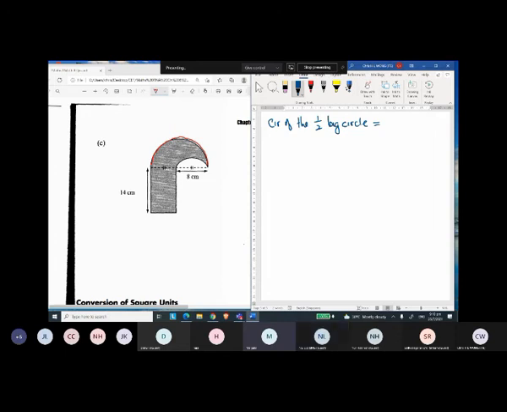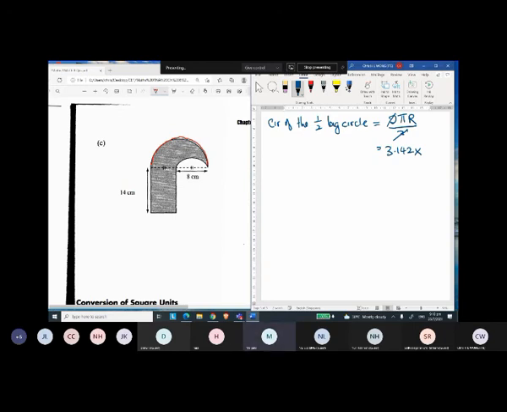Okay, you tell me the answer. Half circumference of a half big circle is 2 pi r divided by 2. Very good. 2 pi r divided by 2. You cancel away the 2, cancel away, right? So it's 3.142 times what is r?